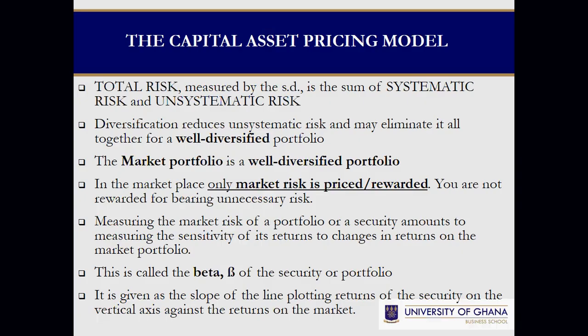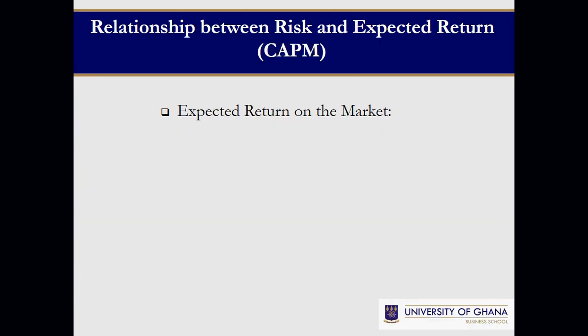Measuring the market risk of a portfolio or a security amounts to measuring the sensitivity of its returns to changes in returns on the market portfolio. This is called the beta of the security or portfolio. It is given as the slope of the line plotting returns of the security on the vertical axis against the returns on the market. This is how we do it.